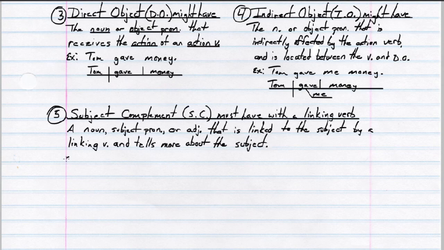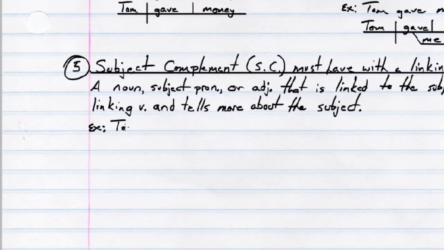I'll give you an example of this. Tom, I can use the same subject, but the first verb that I used was an action verb. So by definition here, I can't use it, or I can't have a subject complement. So I need a linking verb. I'll use is. Okay, Tom is. And now I need a word that's going to finish this idea of Tom. So I'm going to say happy.